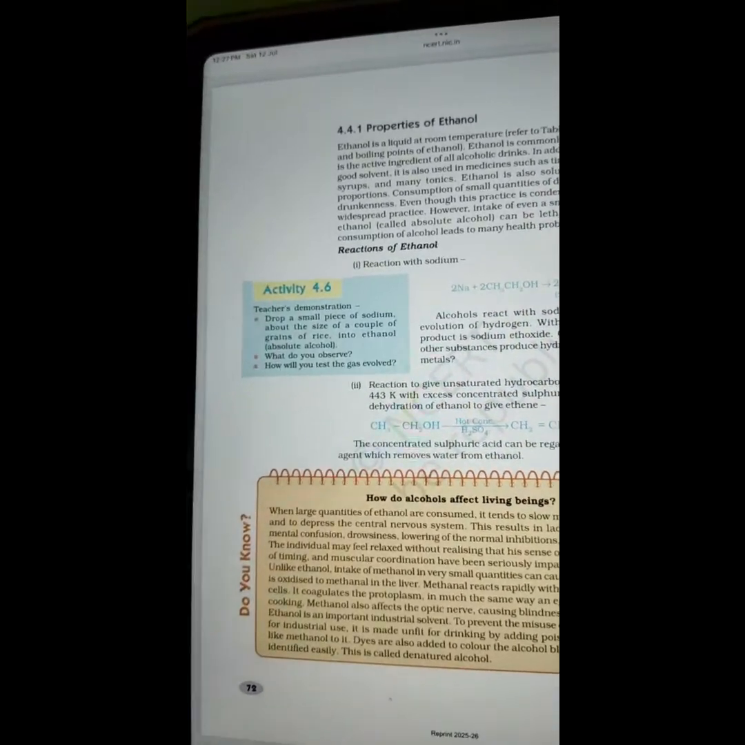Consumption of small quantities of dilute ethanol causes drunkenness. Even though this practice is condemned, it is a socially widespread practice. However, intake of even a small quantity of pure ethanol or absolute alcohol can be lethal. Also, long-term consumption of alcohol leads to many health problems.